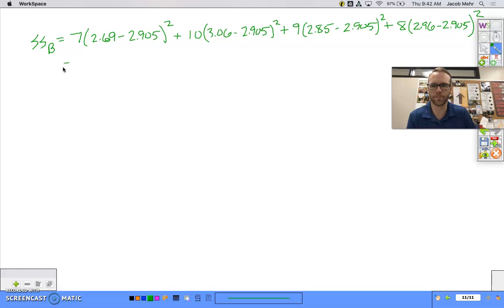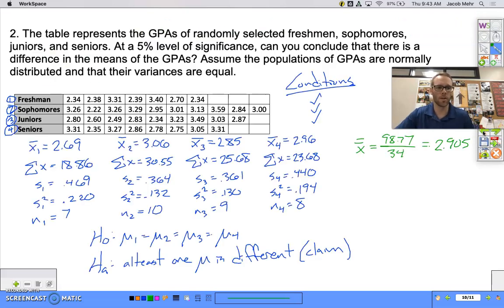All right, so I'm just going to pause the video and I'll just put all that in my calculator. We'll figure out what the sum of the squares between is. All right, so I got 0.615 for the sum of the squares between. All right, what's our next calculation?